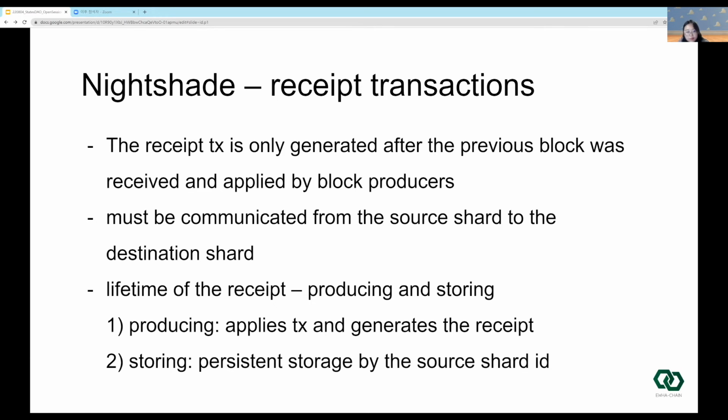Thus, the receipt must be communicated from the source shard to the destination shard in the short time frame between those two events. The lifetime of the receipt is divided into two parts: producing and storing the receipts. The chunk producer for the shard receives the block A, applies the transaction, and generates the receipt. The chunk producer then stores such produced receipts in its internal persistent storage indexed by the source shard ID.